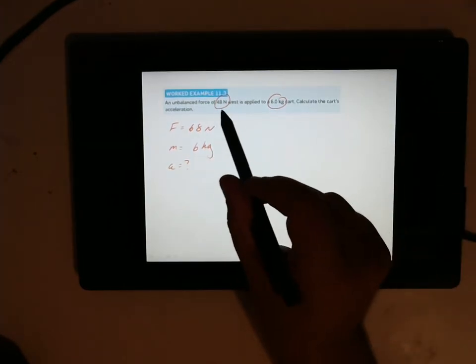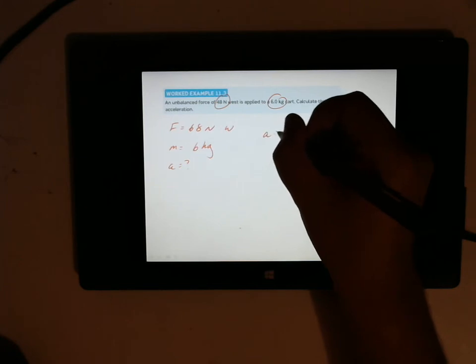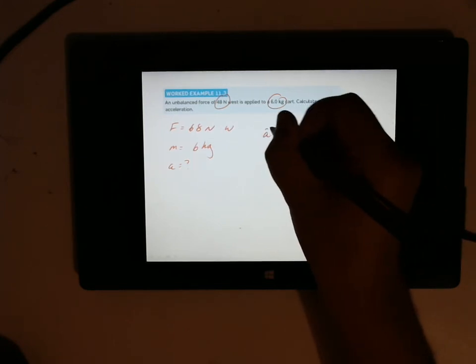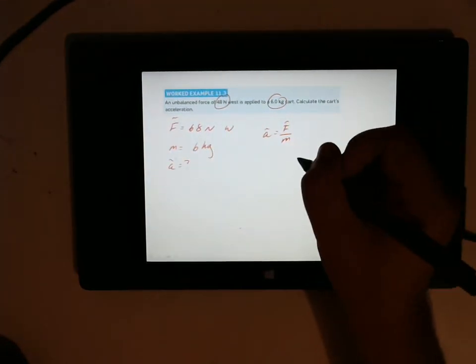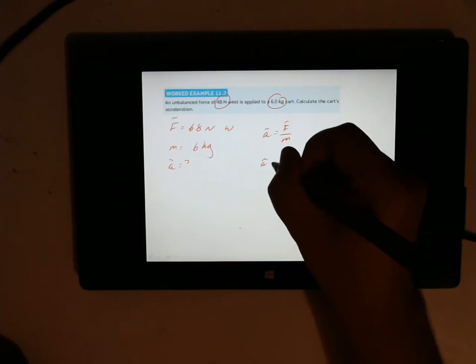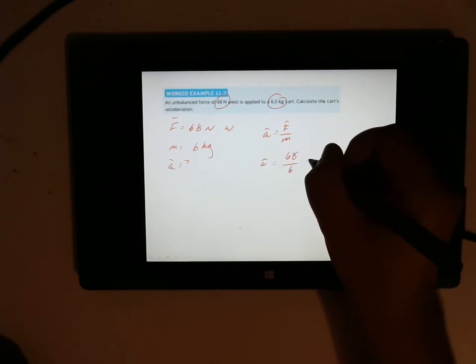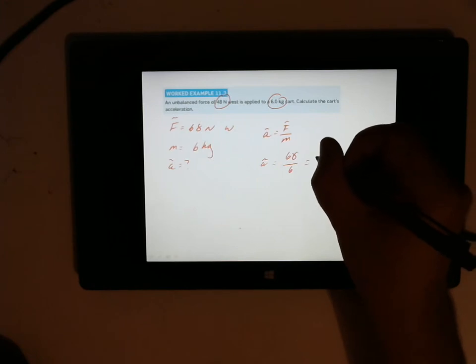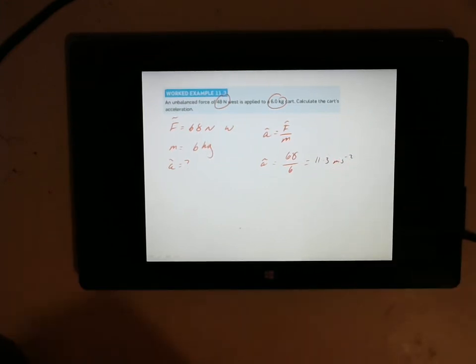Now there are no other forces mentioned here, so we don't have to add anything up. Acceleration equals force divided by mass. And I should be putting little vector hats on these. I told you in the first video I tend to forget that sometimes. So acceleration will equal 48 divided by 6. 48 divided by 6 is 8 meters per second squared.